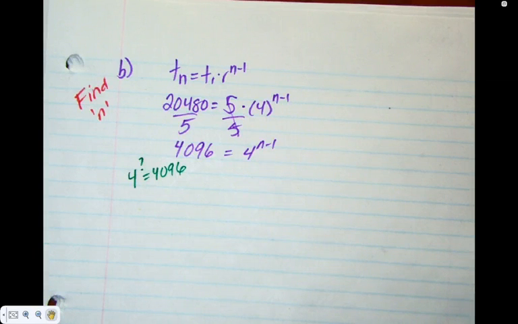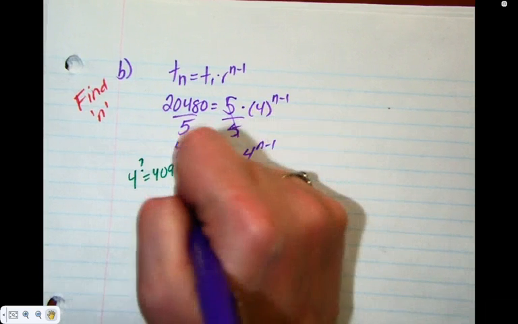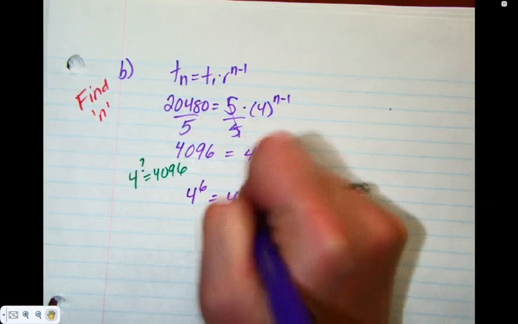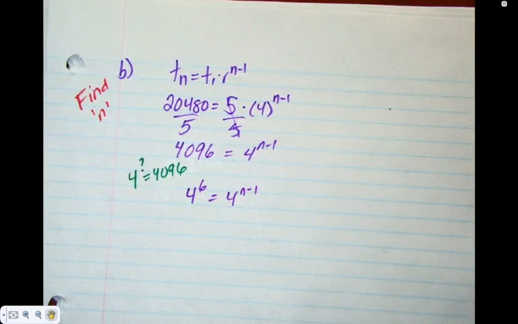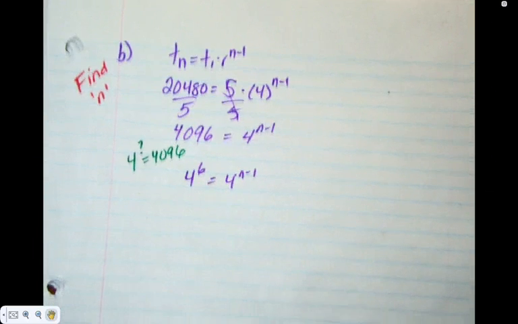Are we too high or too low? Too low. Okay, so let's go up one. Let's try 6. 4 to the 6. Okay, so everyone okay where we're coming from 4 to the 6? So I'm just going to put 4 to the 6 then on the left because I know that's exactly the same as 4,096.